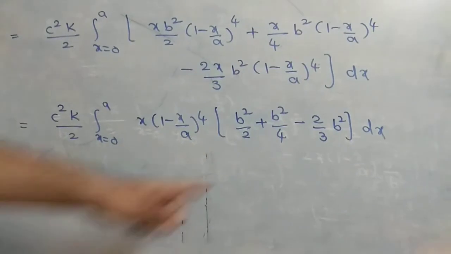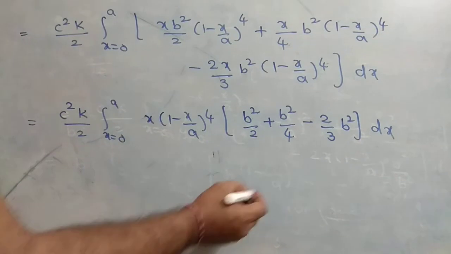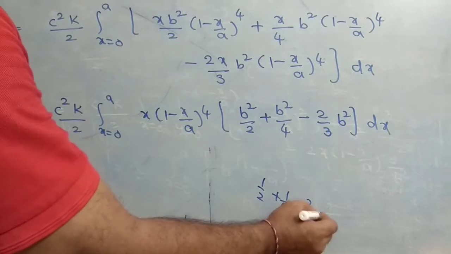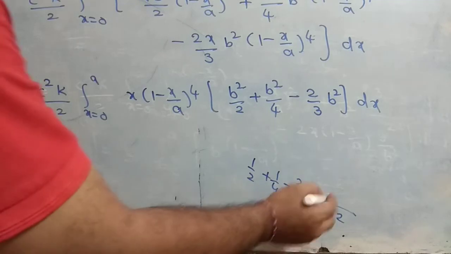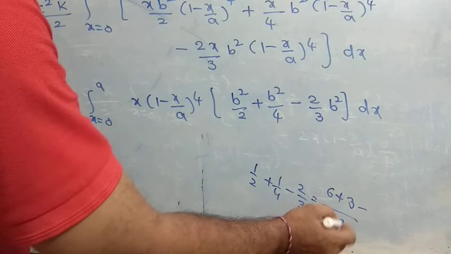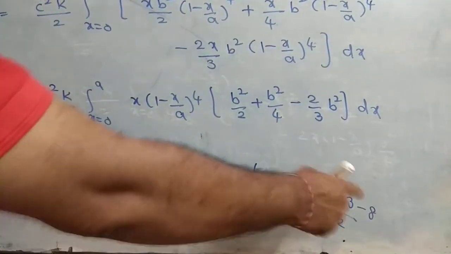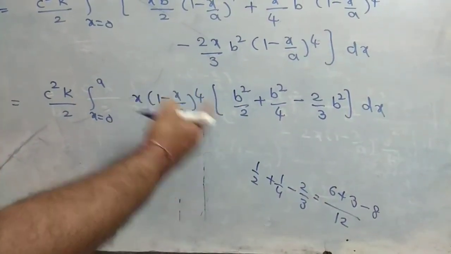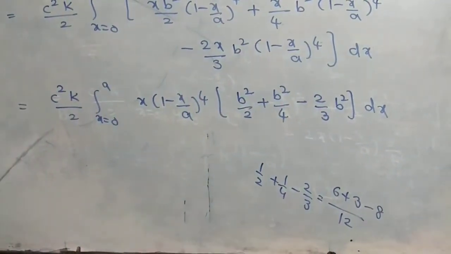So anyhow, this entire term is nothing but a constant term. If I take b square common, you are getting 1 by 2 plus 1 by 4 minus 2 by 3. For this, what is your LCM? It is nothing but 12. So 2 sixes are 12, plus 4 threes, minus 3 fours, that means 6 plus 3 minus 8. So 9 minus 8 is 1. 1 by 12 you are getting. That means b square is common, 1 by 12. That totally you can take common to that particular value.